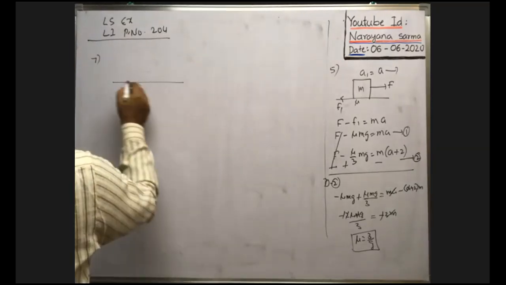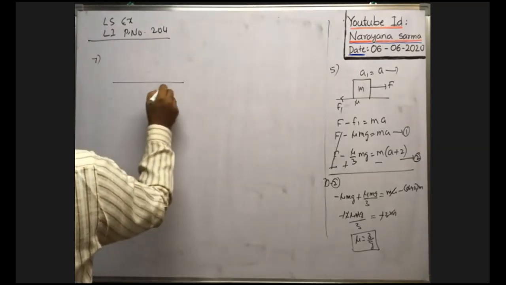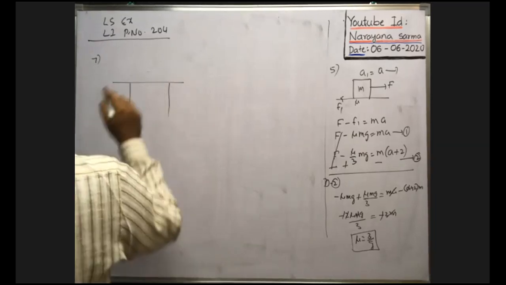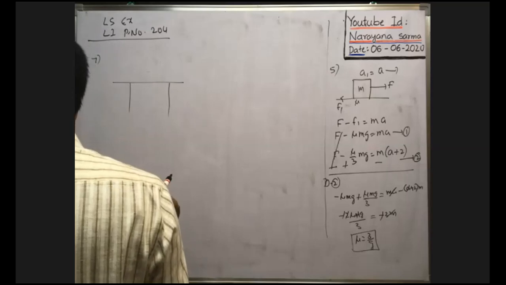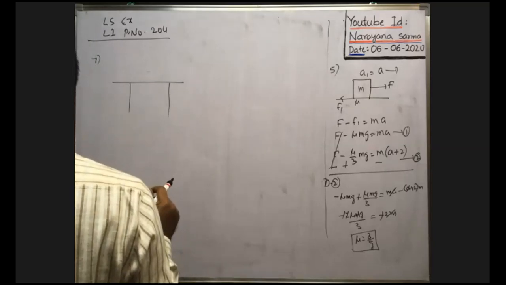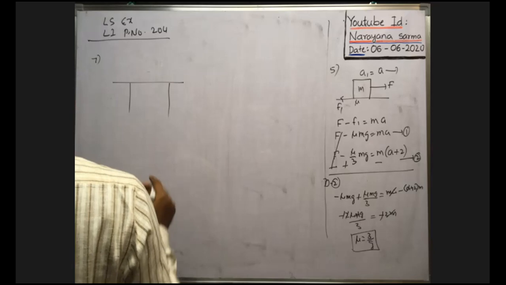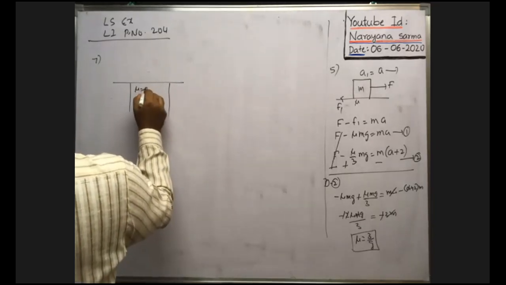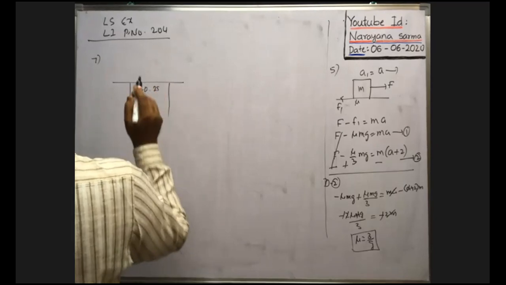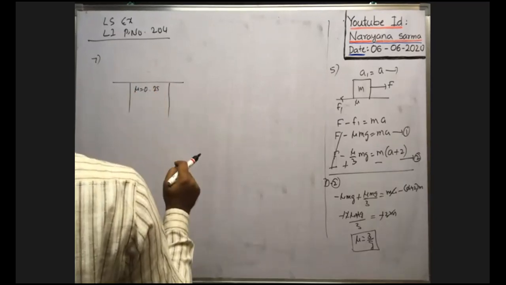So on the table, okay, this is the table. There is a chain. A heavy uniform chain lies on a horizontal tabletop. Coefficient of friction between the chain and the table surface is mu equal to 0.25. Maximum percentage of length of the chain that can hang over the edge of the table.